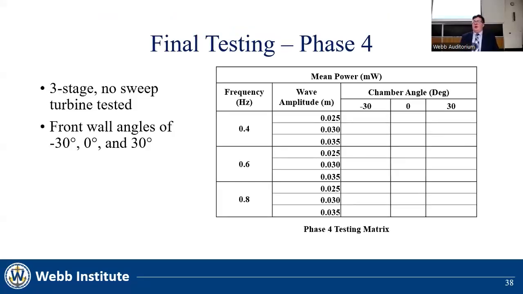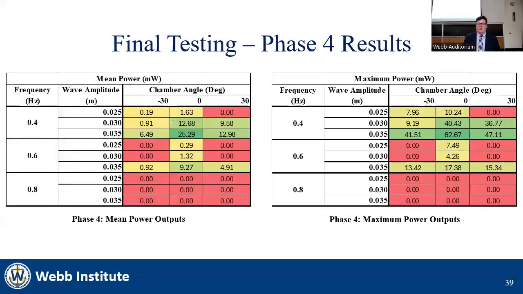Now for phase 4, I promise it's the last one. With the turbines down-selected to the three-stage no-sweep turbine, it was time to test the effect of varied chamber wall angles. To test the maximum condition with the chamber still remaining sealed, we tested wall angles of -30, 0, and +30 degrees. This was once again done at wave amplitudes of 0.025, 0.03, and 0.035 meters, as well as frequencies of 0.4, 0.6, and 0.8 hertz.